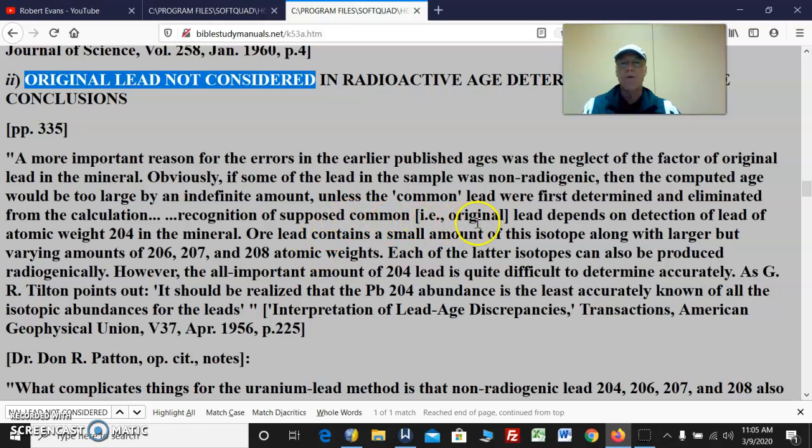Recognition of supposed common original lead depends on detection of lead of atomic weight 204 in the mineral. Ordinary lead contains a small amount of this isotope along with the larger but varying amounts of 206, 207, and 208 atomic weights. Each of the latter isotopes can also be produced radiogenically. However, the all-important amount of lead 204 is quite difficult to determine accurately. As G. Tilton points out, it should be realized that the Pb204 abundance is the least accurately known of all the isotopic abundances for the leads.